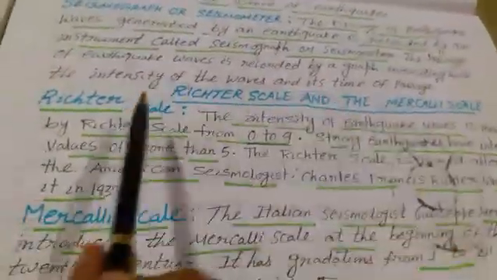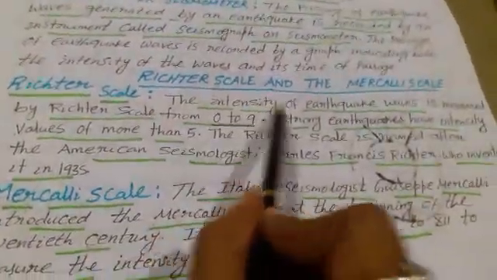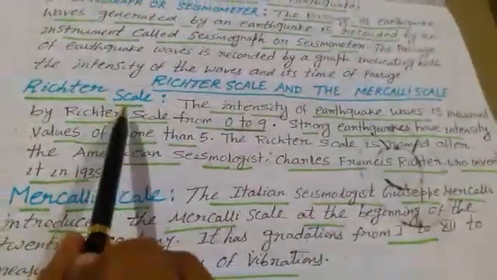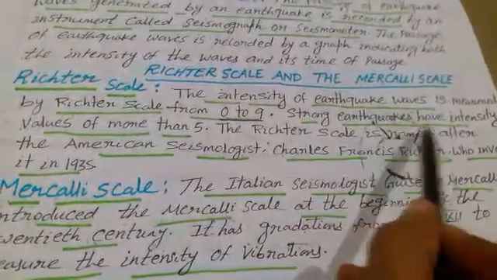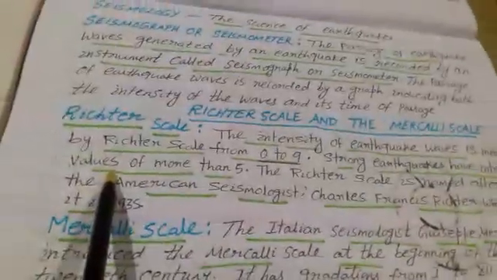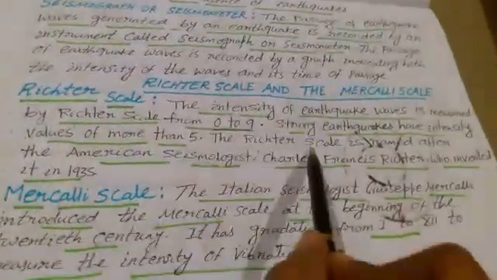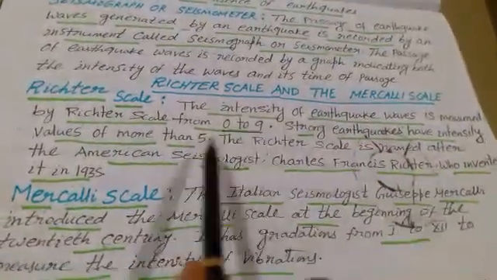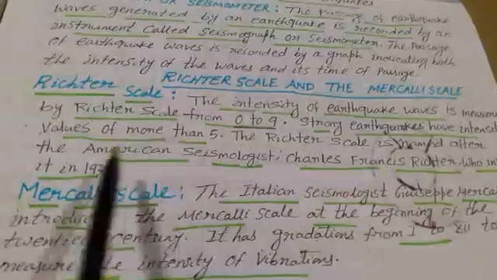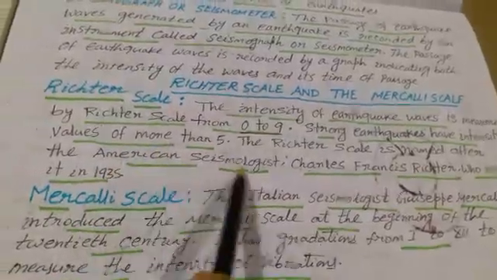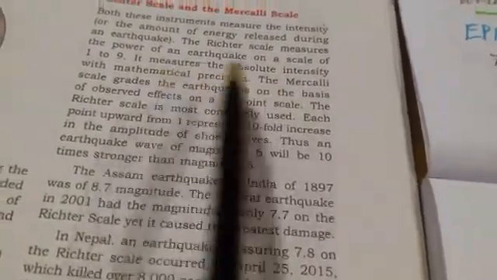Now we will learn about the Richter scale and Mercalli scale. Richter scale: the intensity of the earthquake is measured by the Richter scale from 0 to 9. A strong earthquake has an intensity value of more than 5. The Richter scale is named after the American seismologist Charles Francis Richter, who invented it in 1935. This is the most important scale. Which one is the most important scale?